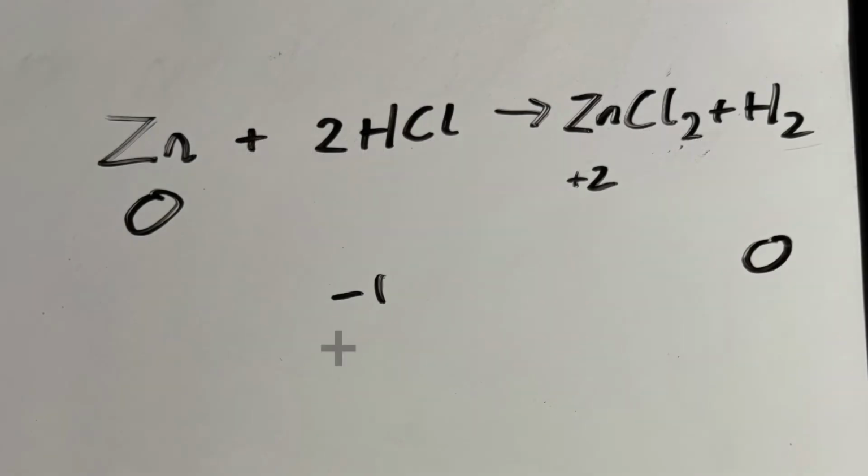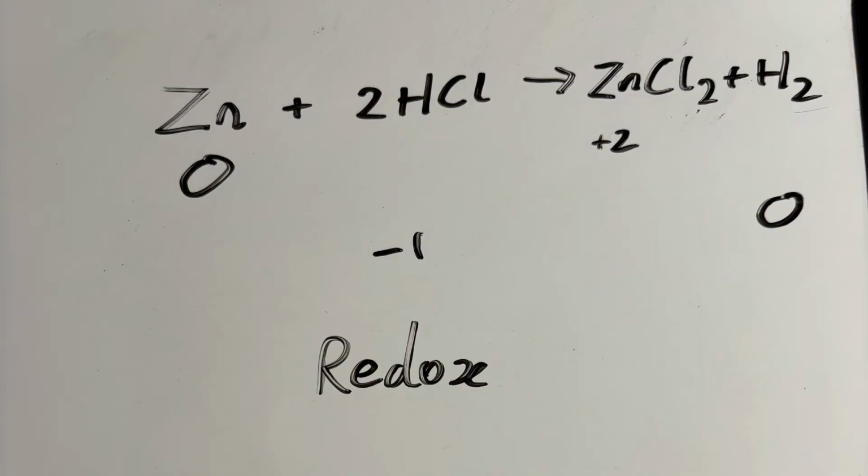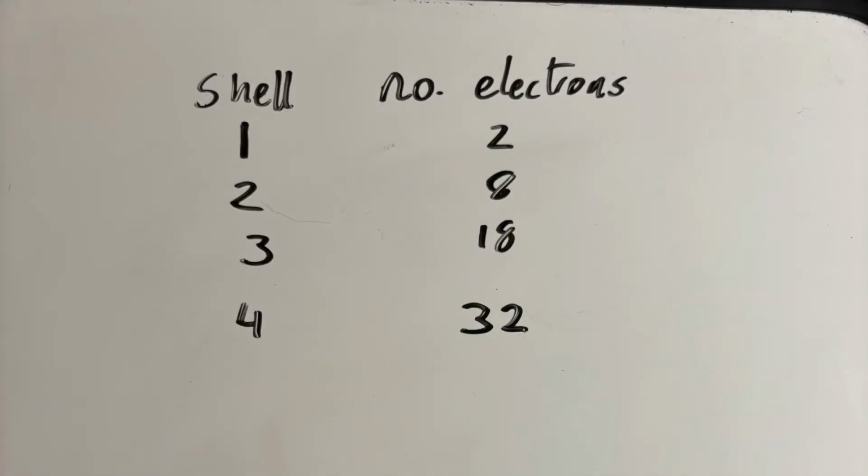Now, in this example here, zinc is oxidized and hydrogen is reduced. And for this reason, we call it a redox, which is a portmanteau of reduction and oxidation. And this is important, and we'll come back to it later, but for the moment, we need to talk about electrons. So for A-level chemistry, you need to know how many electrons each shell can hold, and they're written on screen for you here. This is different to what you were taught in GCSE, but it's not difficult to remember.